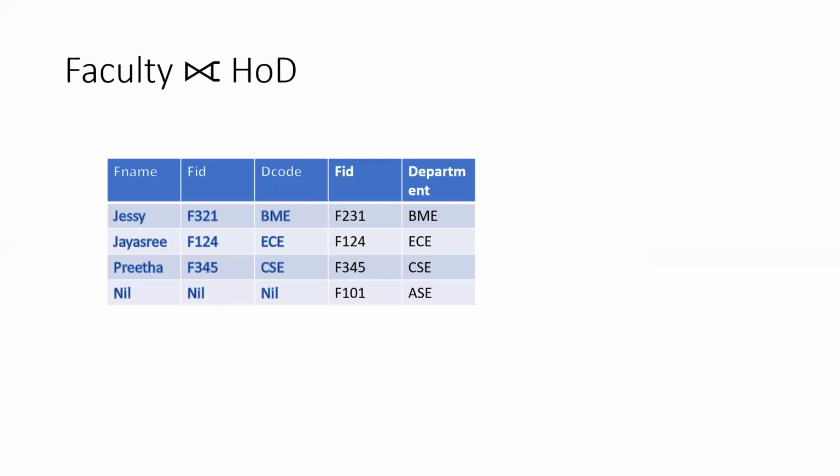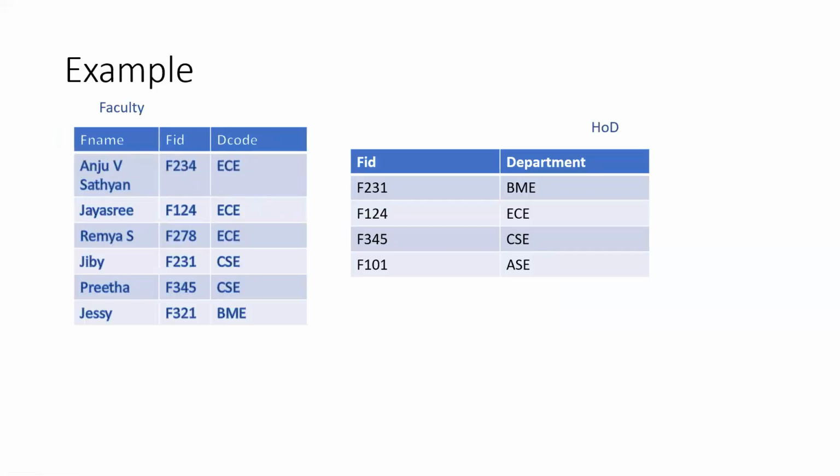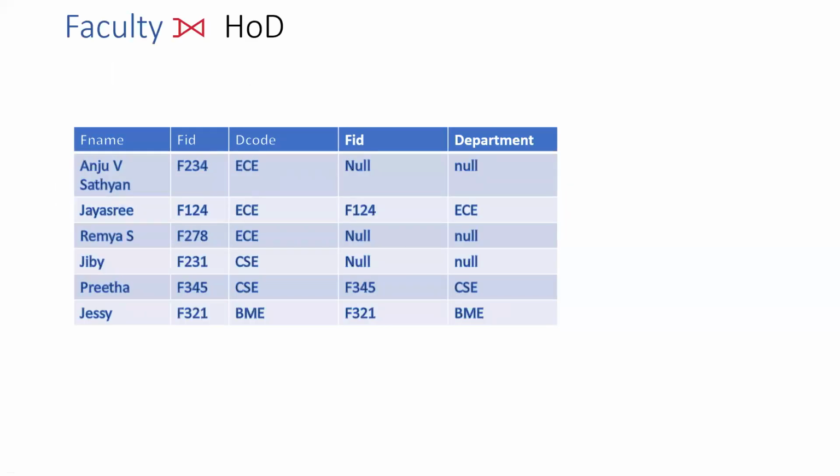Then this is right outer join: faculty right outer join HOD. Here the right relation is the HOD relation, so we retain the entire tuples from the HOD relation. That is F23 BME, F124 ECE, F345 CSE, F101 ASE. In the previous cases, this F101 ASE tuple does not have any matching tuples in the faculty table, so it is omitted in join and left outer join.